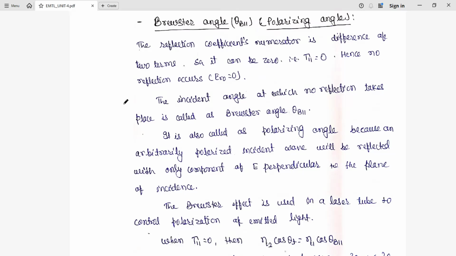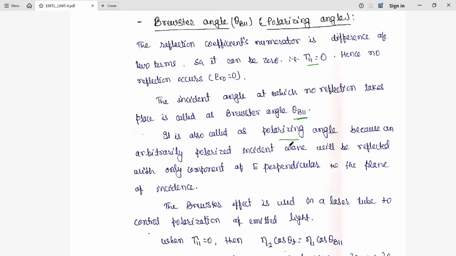In the reflection coefficient numerator, we have seen that it has a negative sign, so it can be equal to 0. When the numerator is equal to 0, the reflection coefficient becomes 0. It shows that there is no reflected wave. So it is the angle at which no reflection takes place in medium 1. That is called the Brewster angle. That means only transmitted waves are there. There is no reflection, only a transmitted wave. So it is also called the polarizing angle.